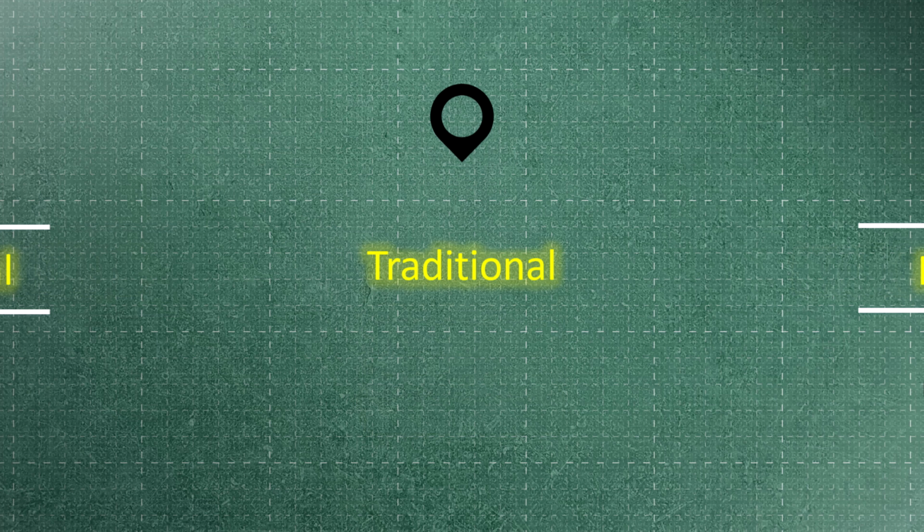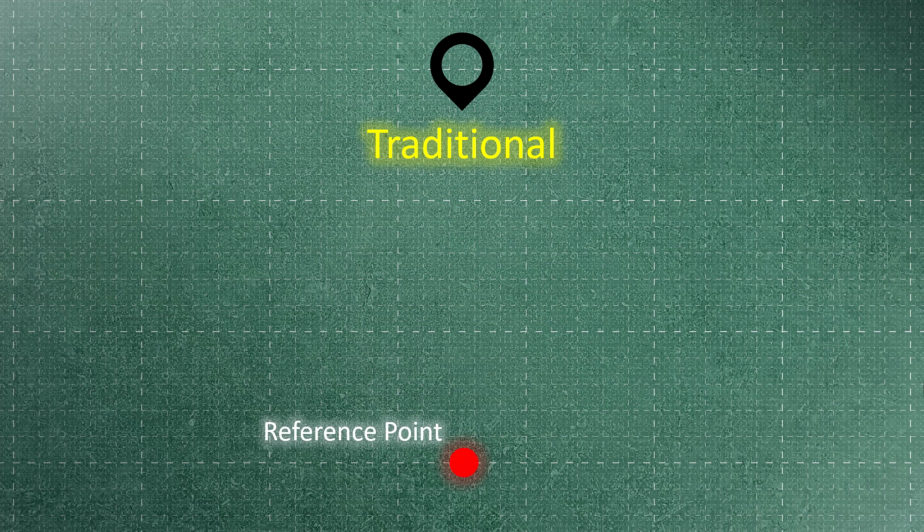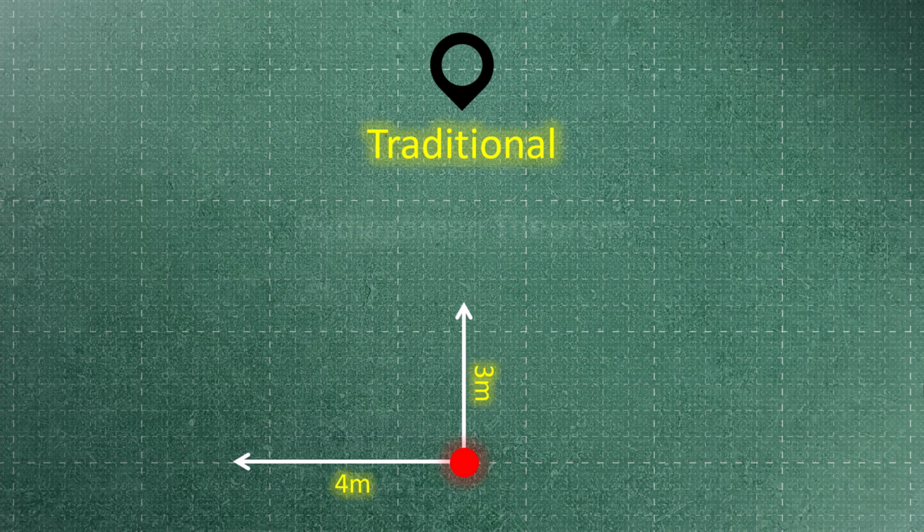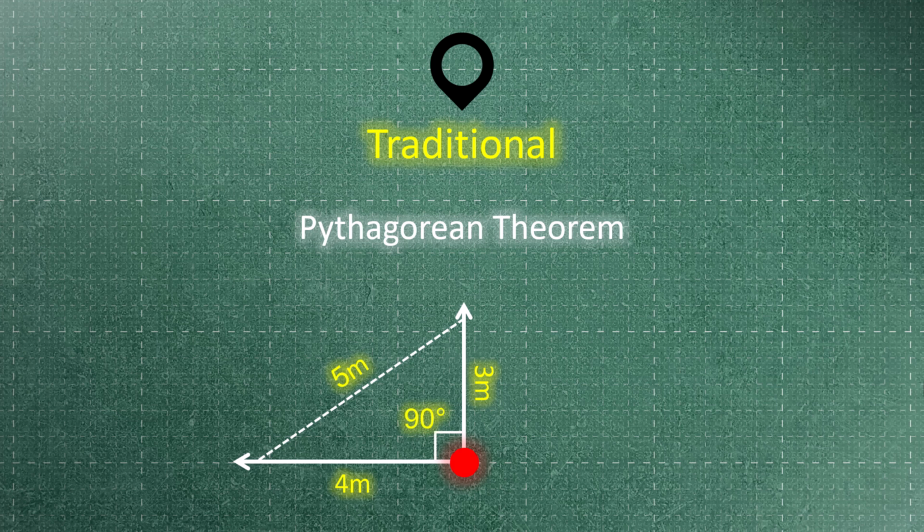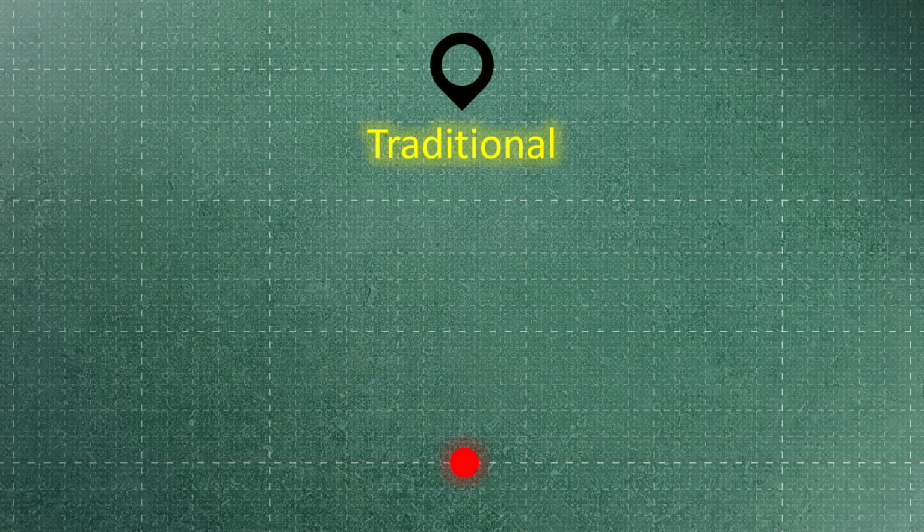In the traditional method of positioning, we designate one corner of the plot as a reference point. From this point, we draw a 3-meter line and a 4-meter line in two different directions. According to the Pythagorean theorem, if the line connecting the ends of these two lines measures 5 meters, then our lines will be perpendicular to each other. Using this principle, we can establish lines of the desired length.